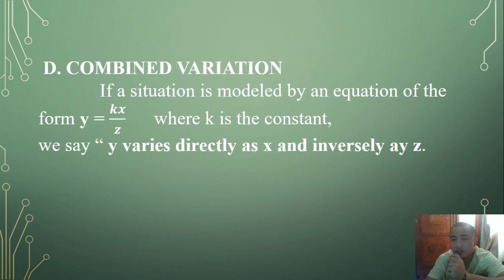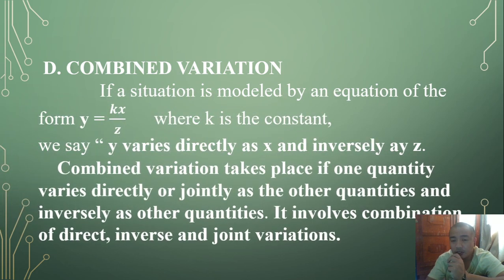How about pag combined? Combined, if the situation is modeled by an equation of the form y is equal to kx over z, where k is a constant, we say y varies directly as x and inversely as z. So parang combination of direct and inverse proportion ito, combined. So joint consists of 2 or more variables, x, y, z. Ganon din dito sa combined, pero sa combined, nag-combine yung direct and inverse variations.